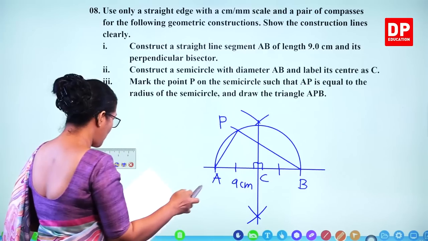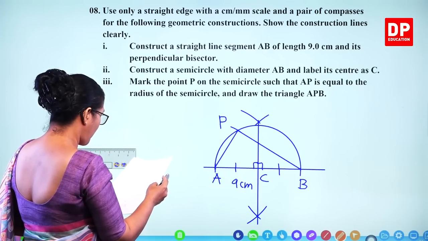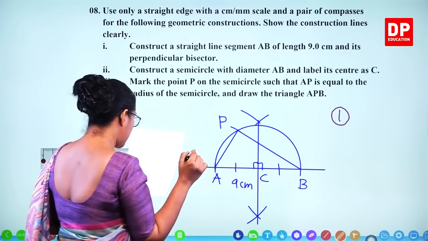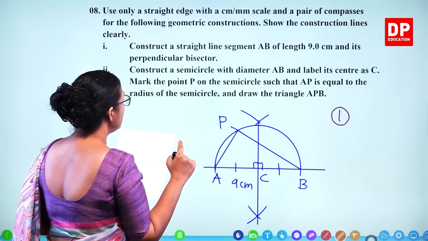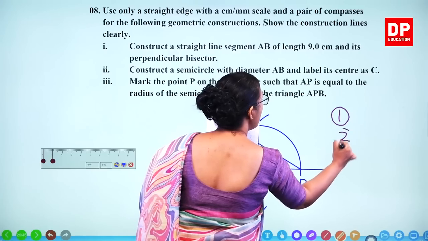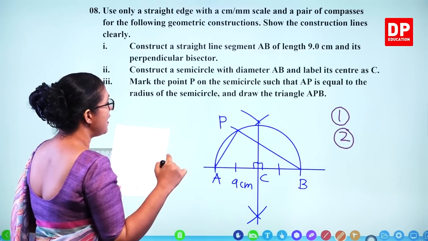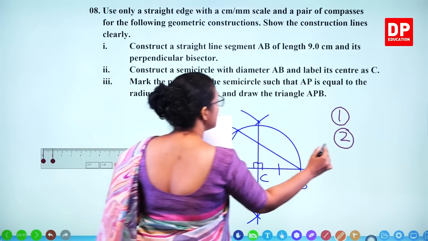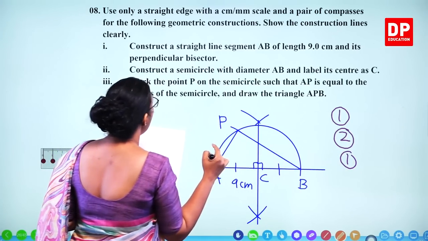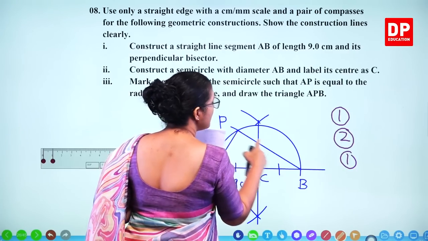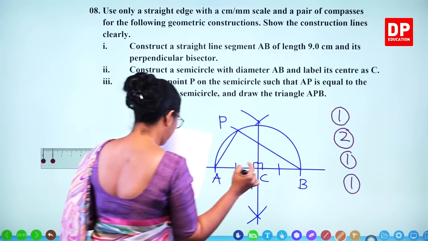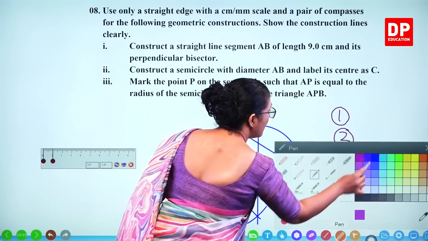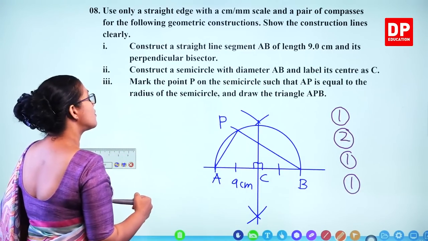So we'll give marks for these 3 steps. 1 mark for AB line segment. Then 2 marks for the perpendicular bisector. And then drawing the semicircle, 1 mark. And marking the P point, 1 mark. 5 marks there. Let's do the next part.